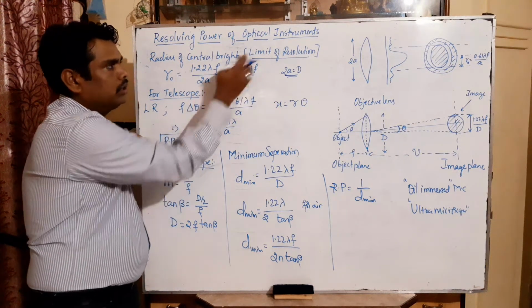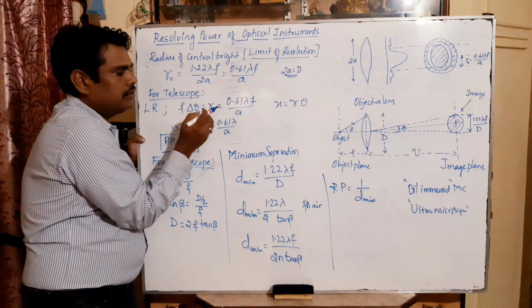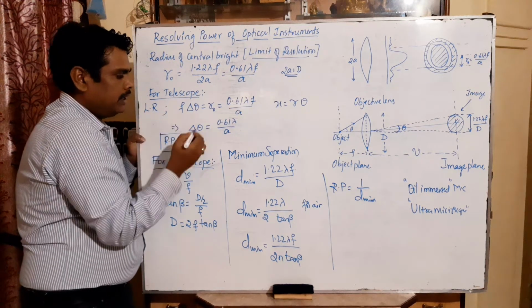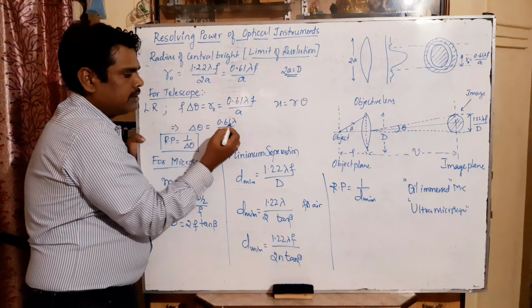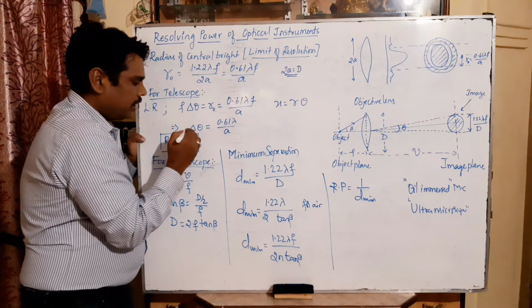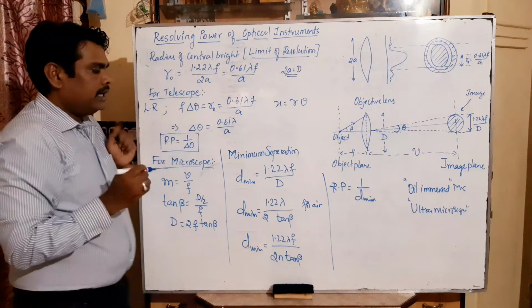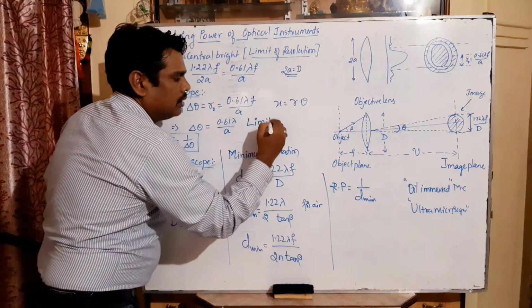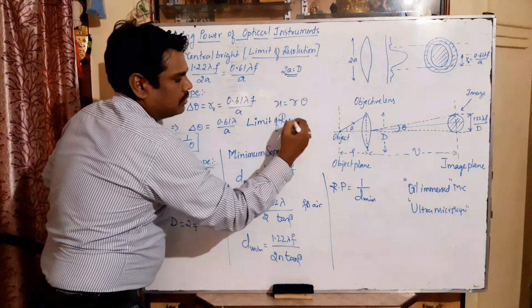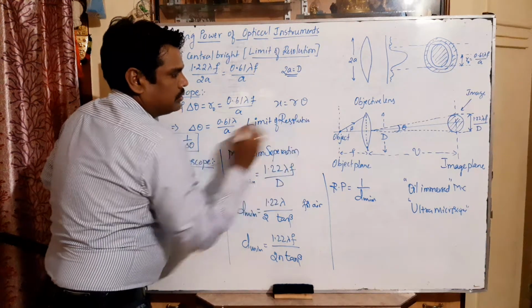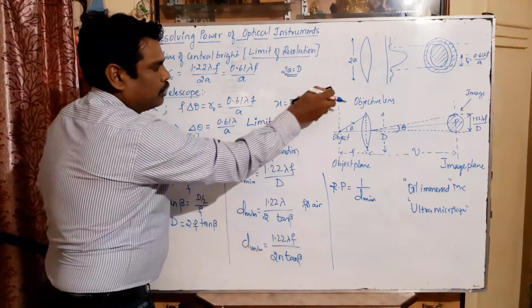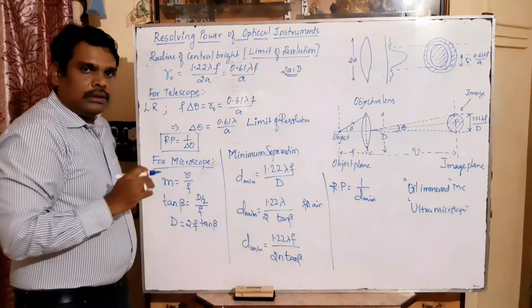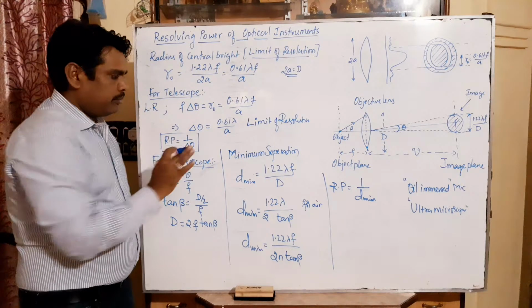So r naught we know that. What is the formula for limit of resolution? 0.61 lambda f by a. So finally delta theta can be written as 0.61 lambda by a. So here for telescope, delta theta is called limit of resolution. So this is the formula for limit of resolution. You have to remember this formula.